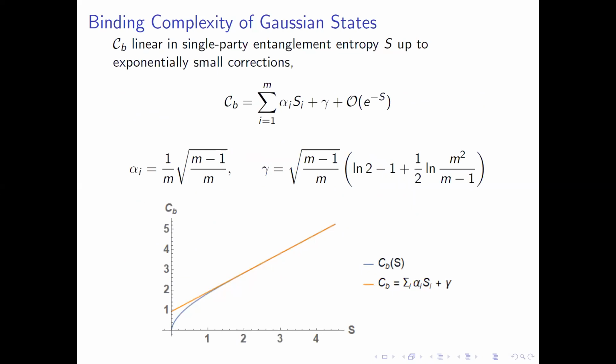So let's use the binding complexity to examine the entanglement structure in these Gaussian states. A remarkable fact is that the binding complexity and the entanglement entropy are actually both controlled by the same parameter. And that lets us express the complexity in terms of the entropy in this very simple linear relationship with these two coefficients, alpha and gamma. We see that gamma will be a particular term of interest. Gamma scales as log m, at least asymptotically. Below, you see the plot that the corrections are indeed quite small unless the entropy is small. The linear approximation is very good.